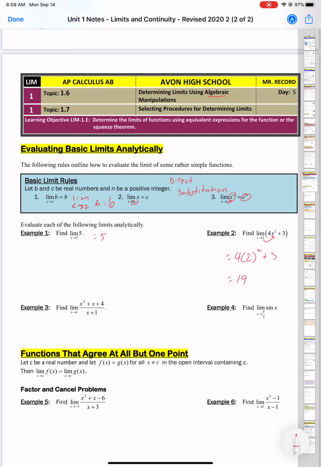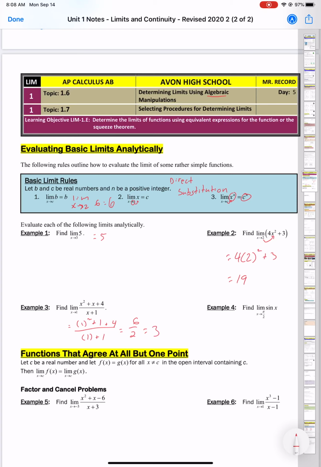So maybe we'll be able to still do a direct substitution here, maybe not. Let's take a look and see what happens if we plug in 1. Well, then this would equal 1 squared plus 1 plus 4 over 1 plus 1. So in this case, it would not make the denominator 0. Because this is not making the denominator equal 0, we're good to just do direct substitution. This would be equal to 6 over 2, which is 3. So this limit would equal 3.